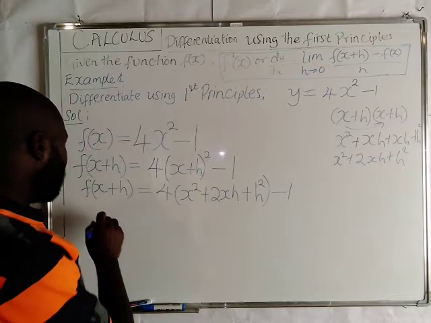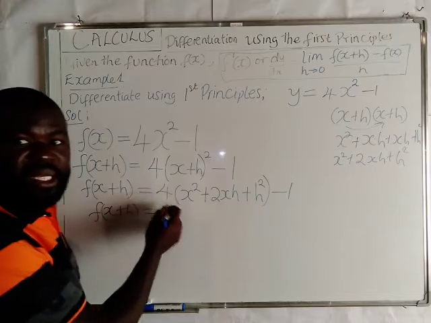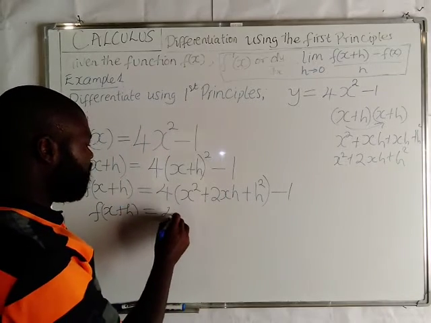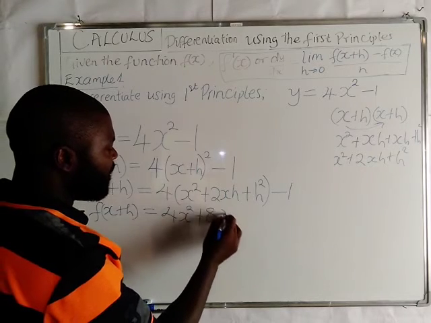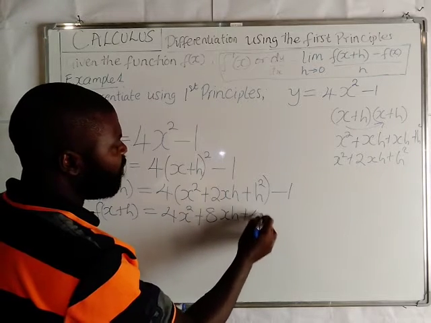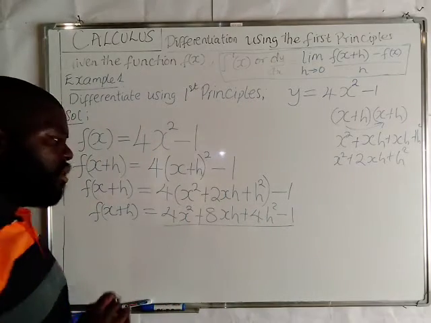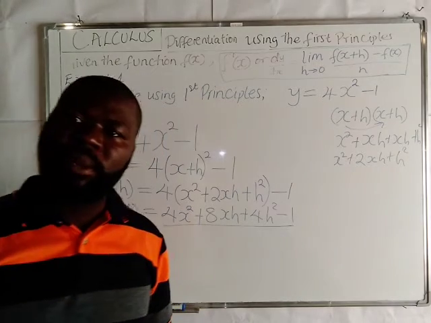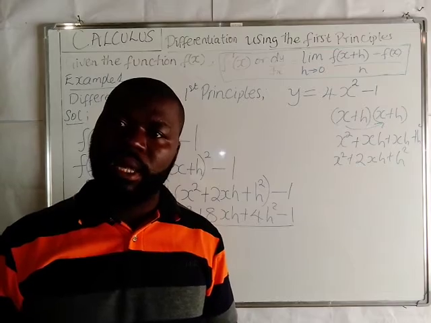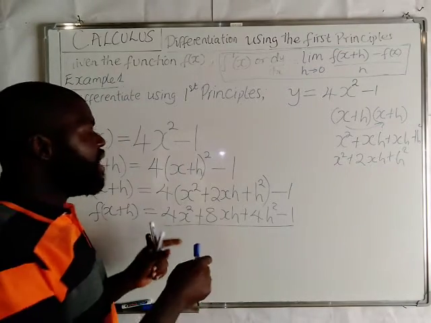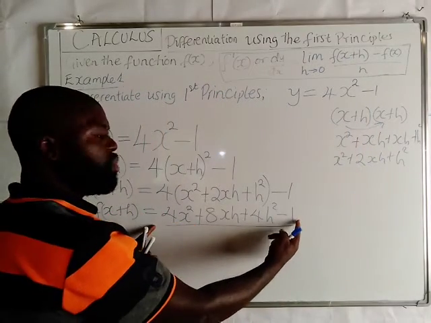Okay, so you can see f of x plus h is equal to, we distribute the 4 everywhere here so that we have 4x squared plus 8xh plus 4h squared minus 1. So basically, the whole lot of this expression is what we are calling f of x plus h, according to the question that we are given. Okay, so where we have f of x plus h in the first principle, we are going to put this one.